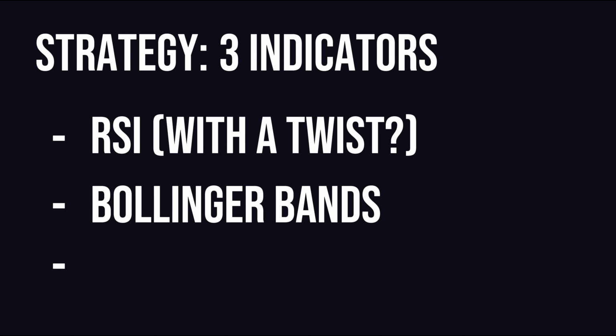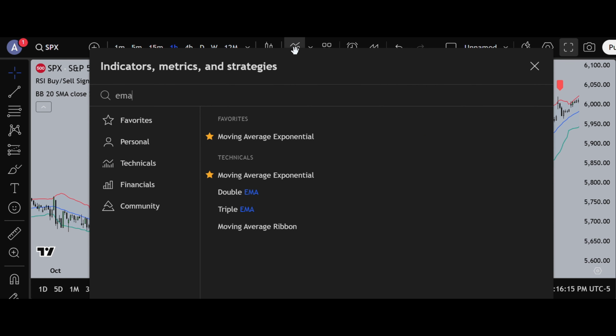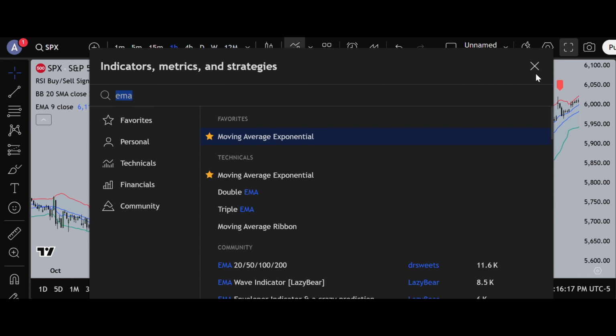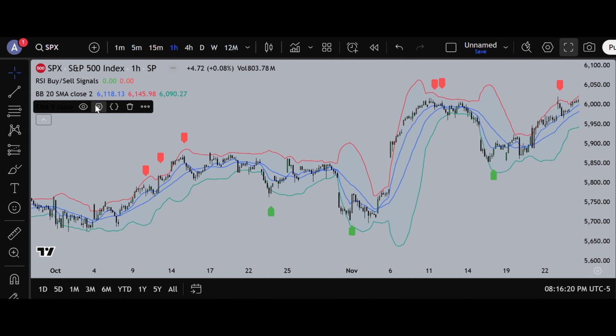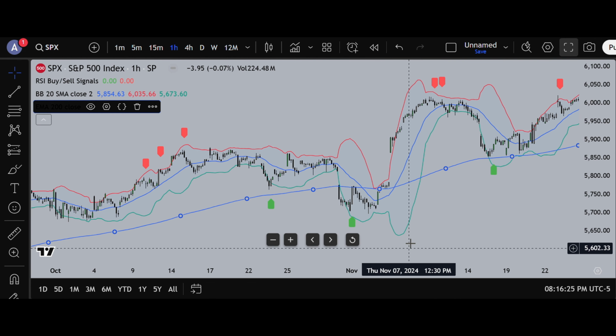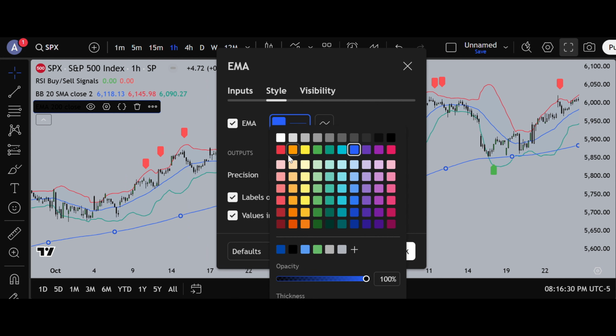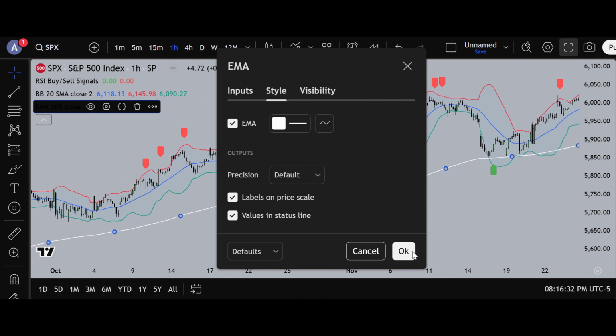Then comes in the third and final indicator Grok told us to add, which is the 200 EMA. To add this, add the exponential moving average to your chart, and then head over to the settings and change the length to 200. Also, I prefer to change the color to be able to distinguish between everything. So on my chart, it appears as white, but of course you can choose whatever color you want.